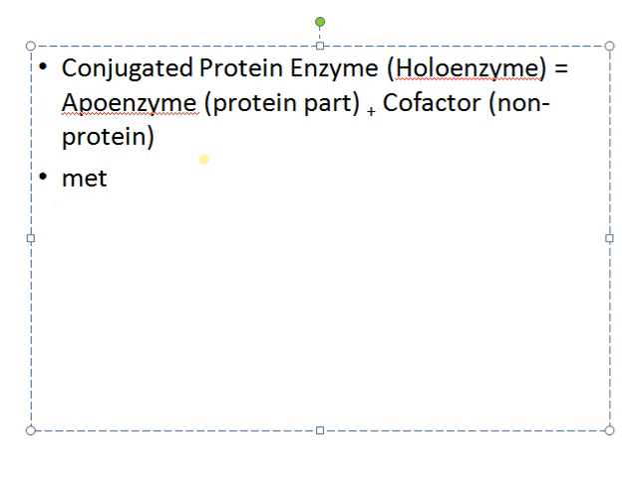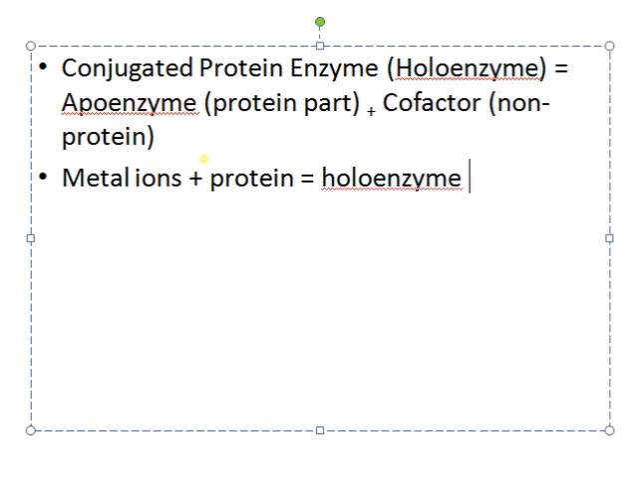So metal ions connected to a protein part is known as the holoenzyme. These metal ions are usually the cofactors, and metal ions plus a protein part is equal to a holoenzyme, or the conjugated protein enzyme. That is what we are saying. So this metal ion is actually the cofactor. Now the metal ions which usually act as cofactors are magnesium ions.